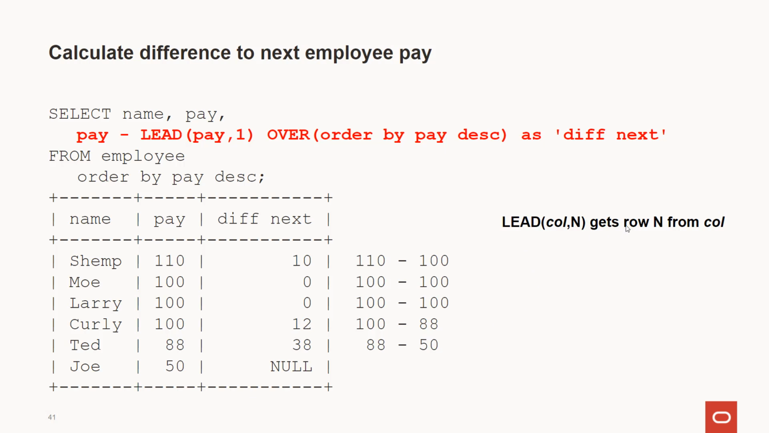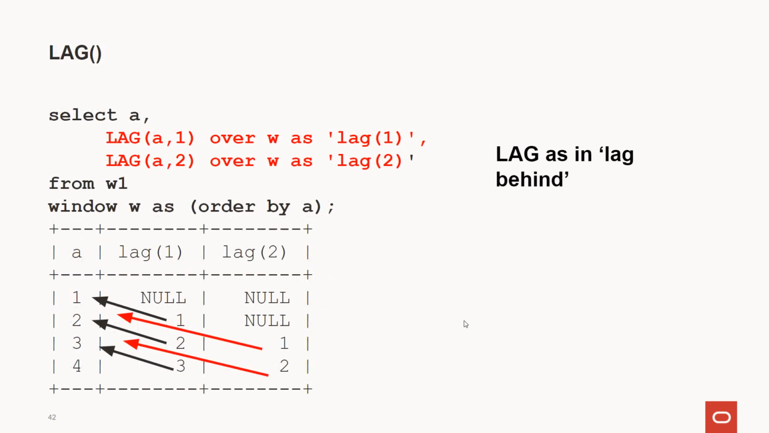So once again, lead gets row number n from the column. Now, lag is interesting in that you can skip a certain number of values. So if I lag A1 over W as lag 1, we're going to skip, we're going to read in the first column, but not read in a value. And when we read the second column, our lagged value is A. As you can see, second column, the lag is 1.